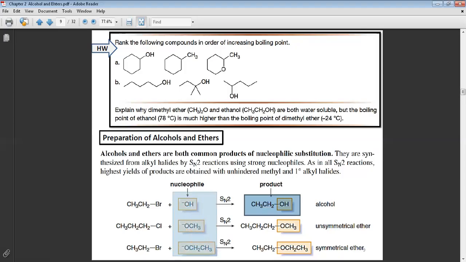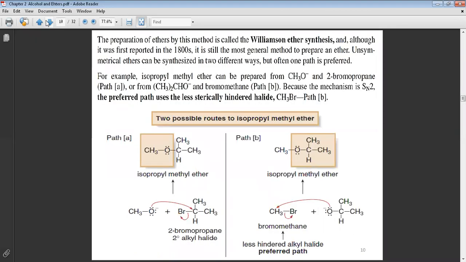All these are nucleophiles. Be careful, all these nucleophiles come from bases, like NaOH, NaOCH3, KOCH3. Here, NaOH or KOH, like this. The same thing here, NaOCH3, KOCH3. That means these are strong bases. The preparation of ether by this method is called the Williamson ether synthesis.